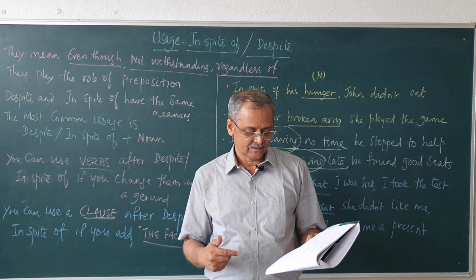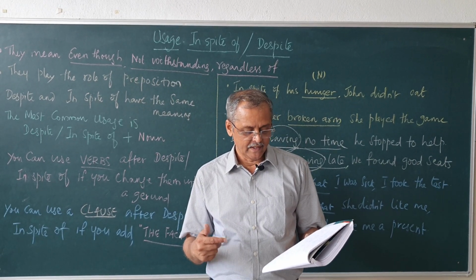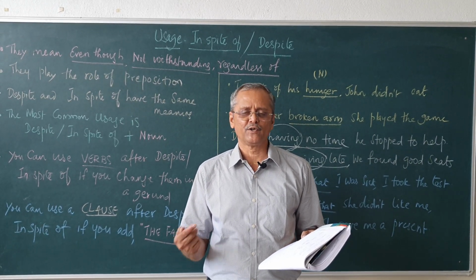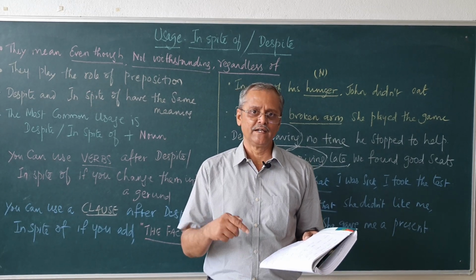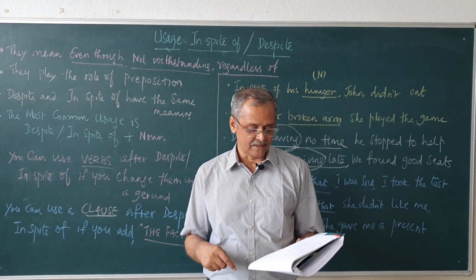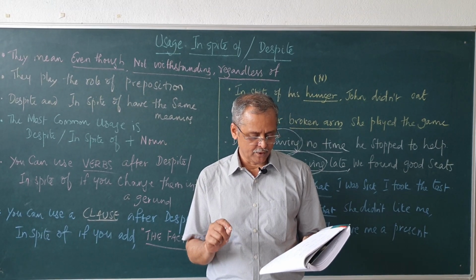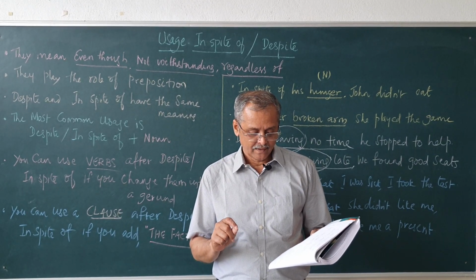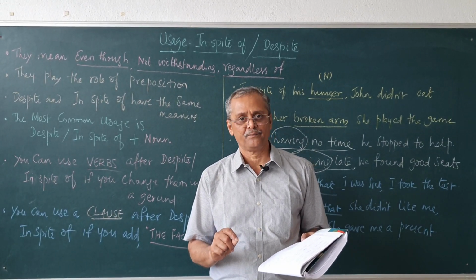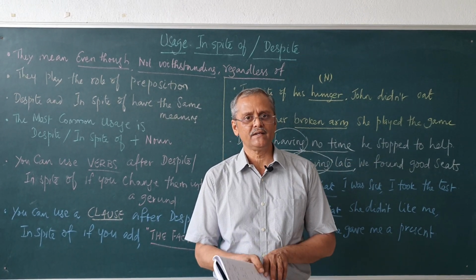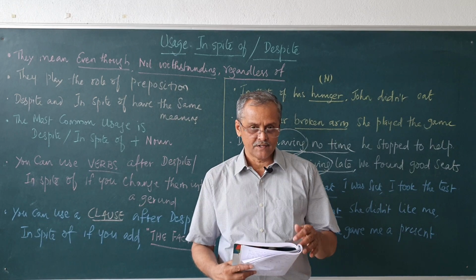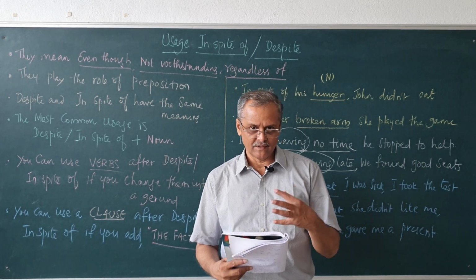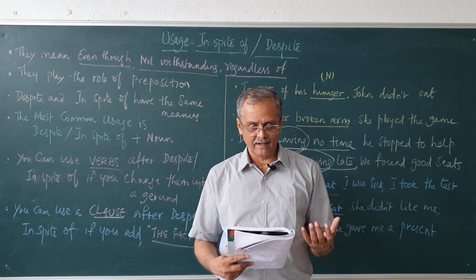Despite the fact that he worked very hard, he didn't pass the examination. Although he worked very hard, he didn't pass the examination. In spite of working very hard, he didn't pass the examination. All the three ways we can use it. Despite the fact that it rained heavily, we still had a great time. Despite his hunger, John didn't eat. In spite of his hunger, John didn't eat. Although John was hungry, he didn't eat.